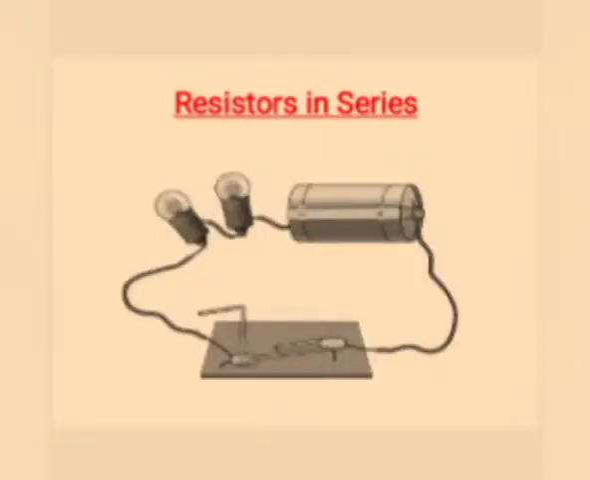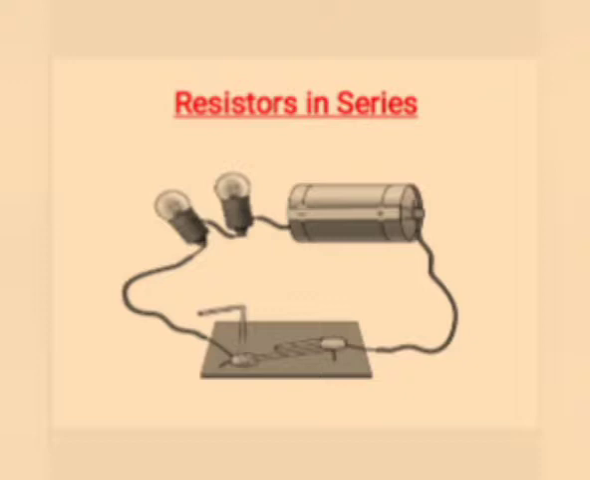We have seen that when the ammeter is connected between the battery and the bulb or the resistor, the current is 0.2 ampere. In the second trial, when the ammeter is connected between the two resistors or the two bulbs, the current is the same, 0.2 ampere. It is clear that in a series circuit, the current is constant throughout the circuit.